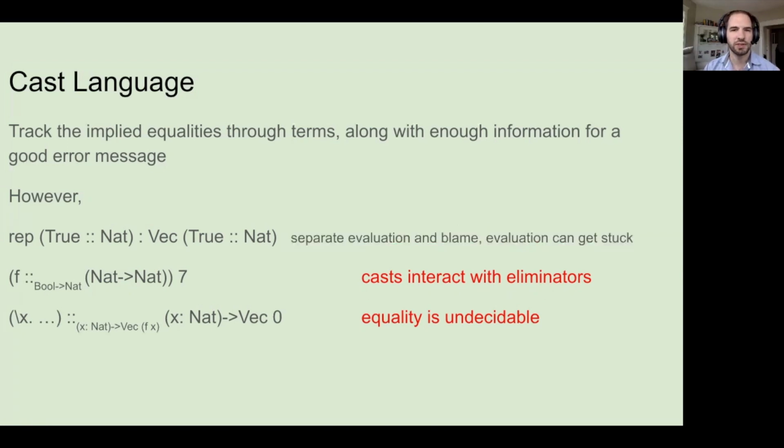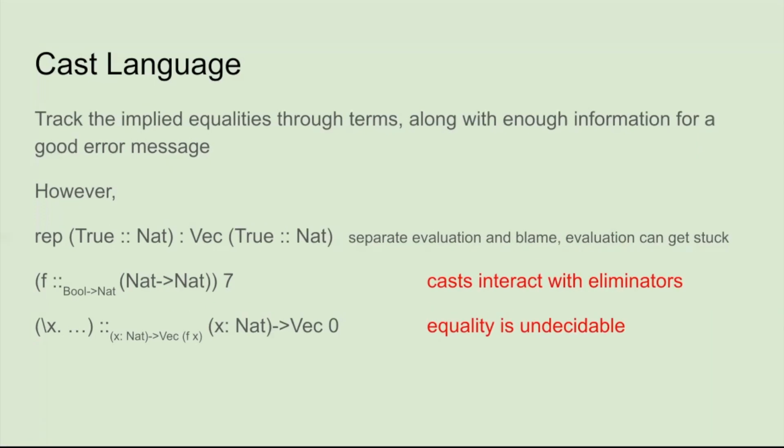We solve the first issue by separating evaluation and blame and allowing this kind of evaluation to get stuck. Then the blame judgment can extract errors from stuck terms, and we don't need to commit to an interpretation of this problematic term. We keep eliminators from being blocked by casts by adding additional evaluation rules.